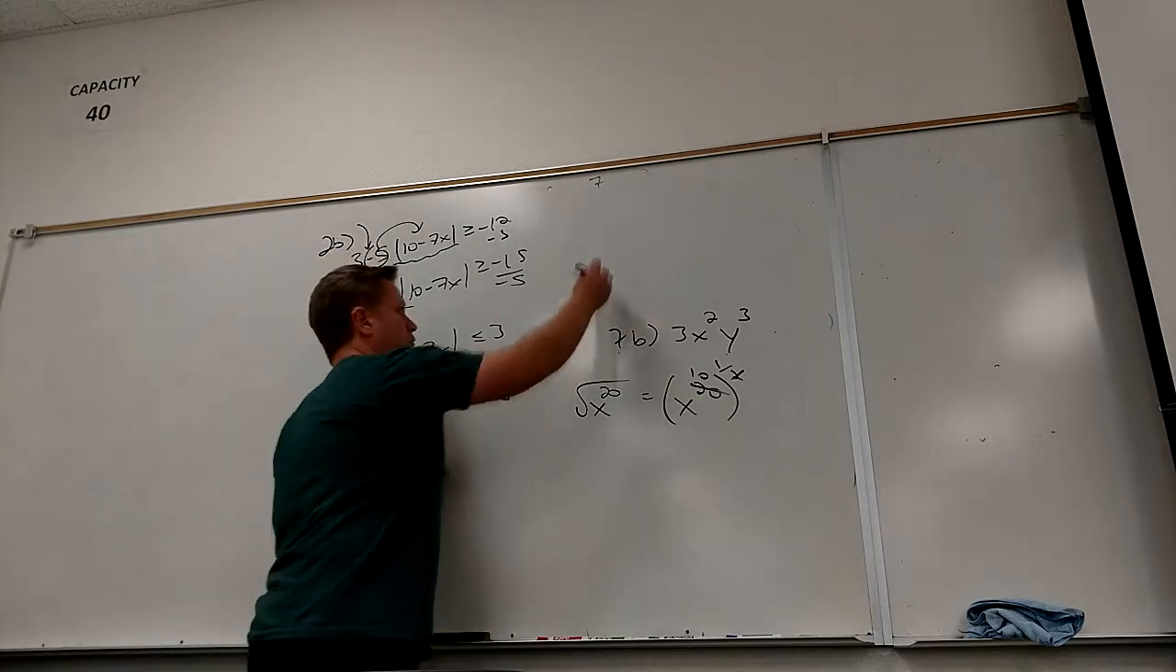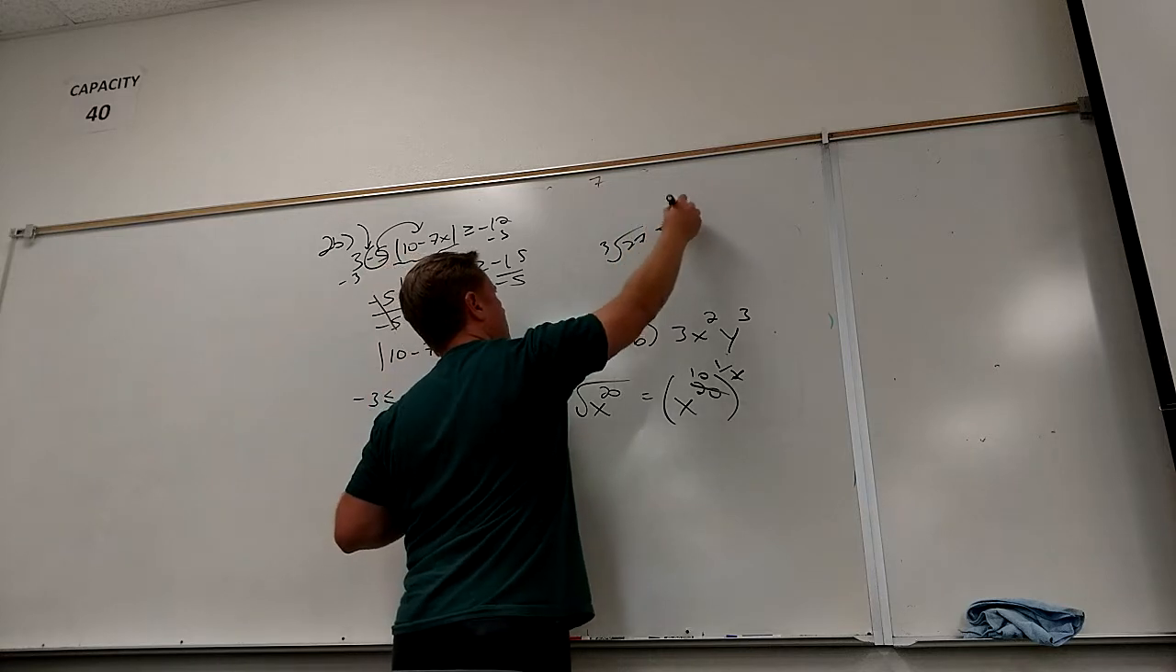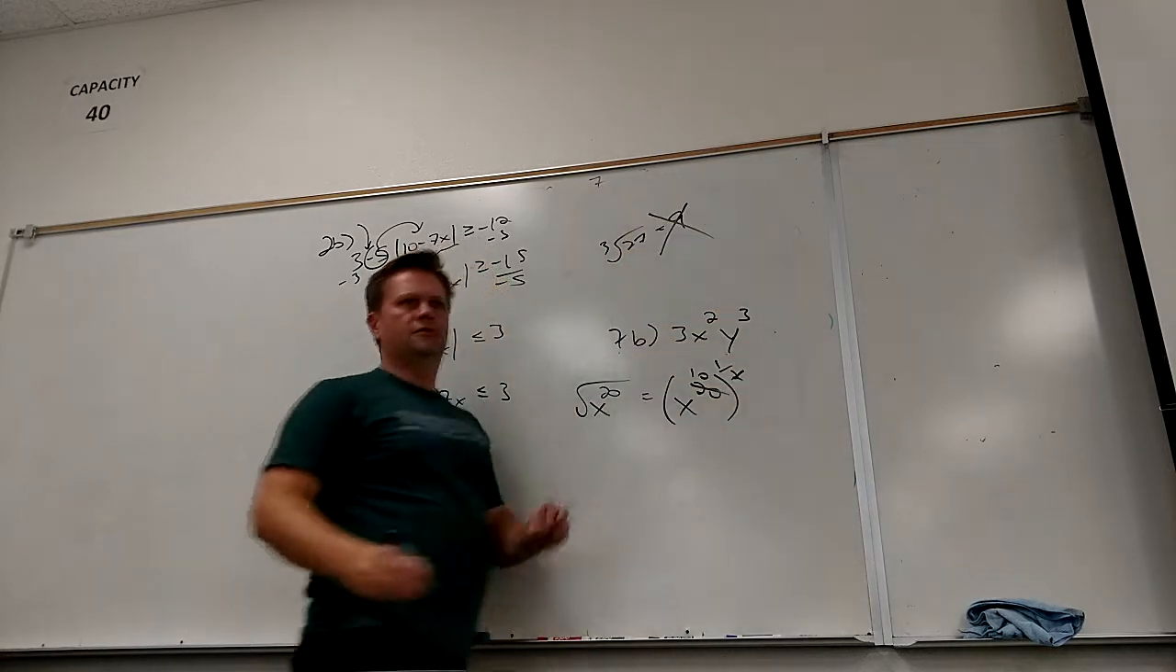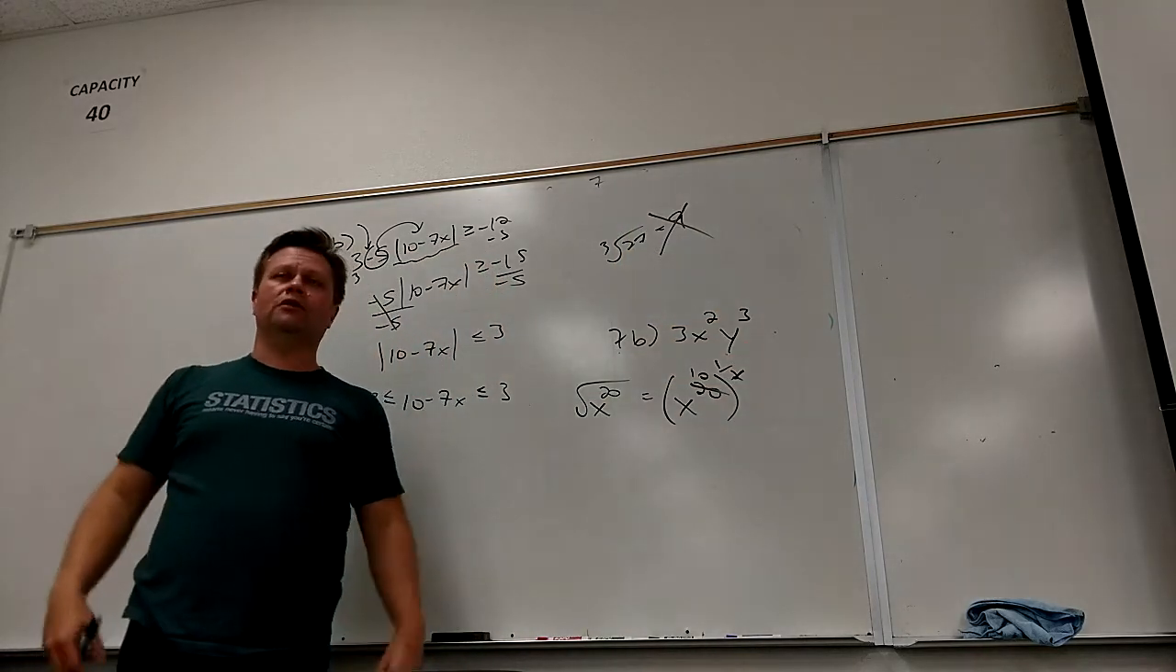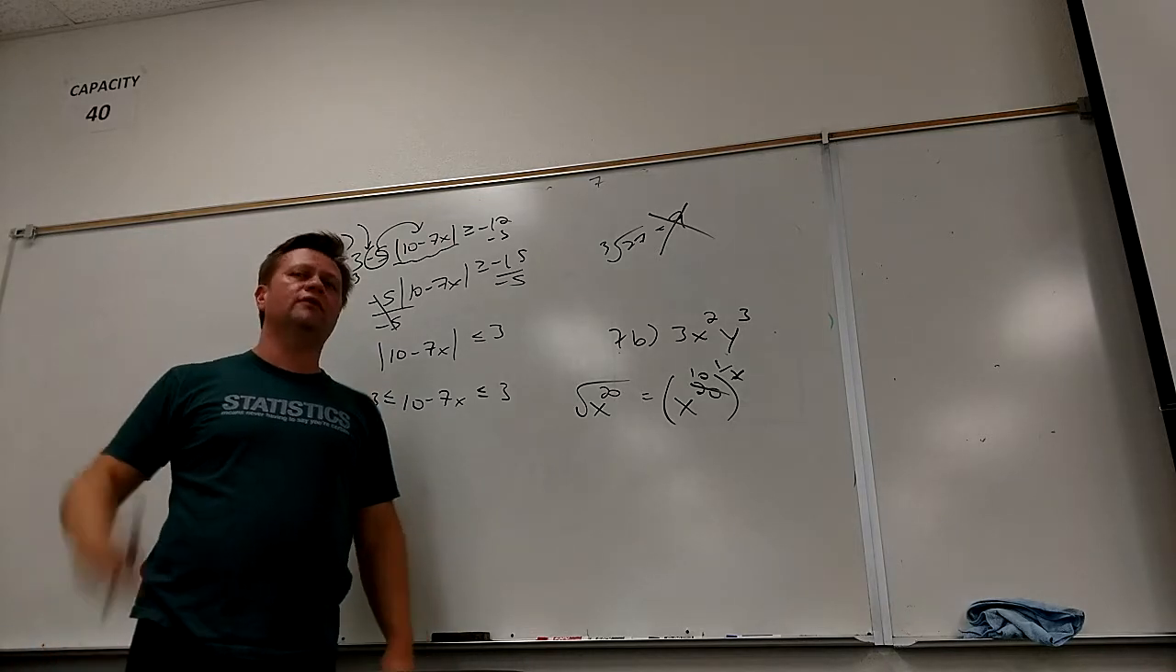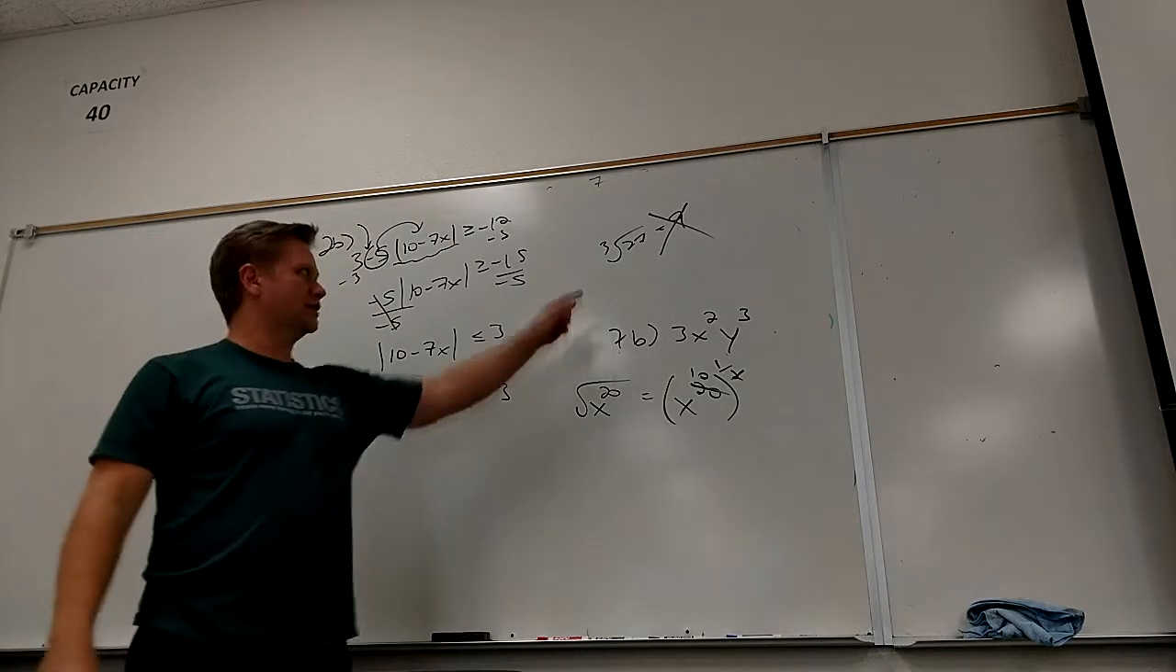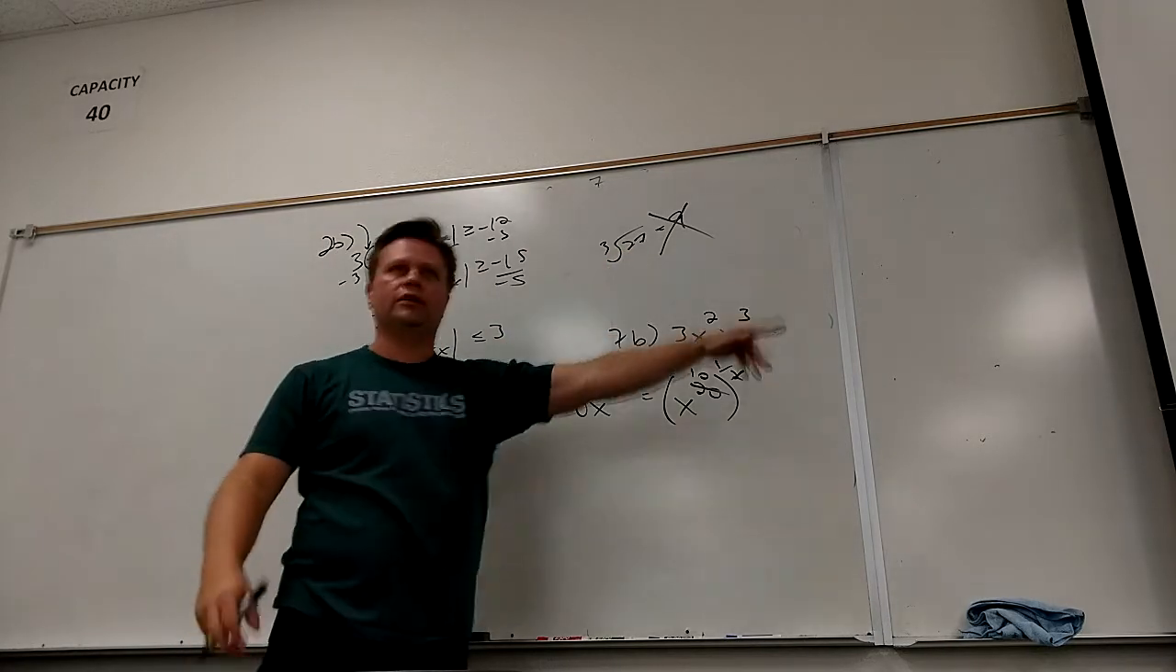But be real careful. Don't tell me that the cube root of 27 is 9. That's 27 divided by 3. The cube root of 27 is 1/3 of it multiplicatively, and that's 3 times 3 times 3, so that's 3.